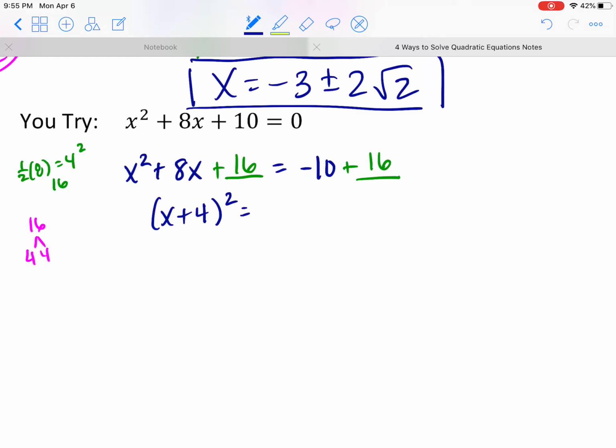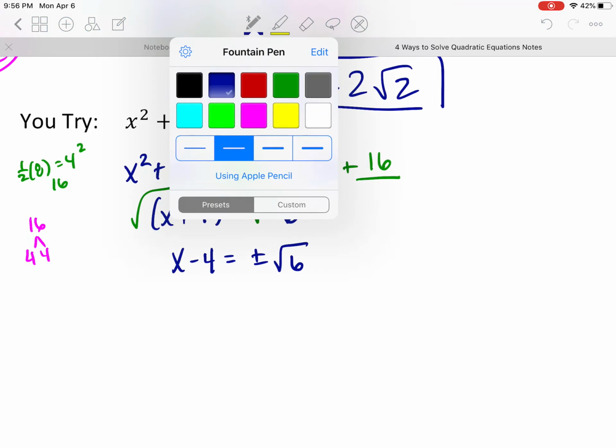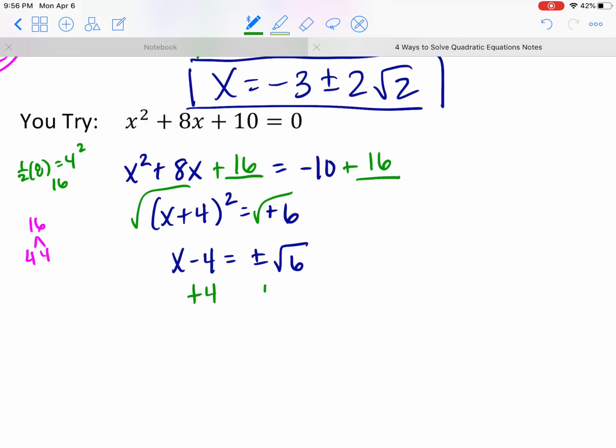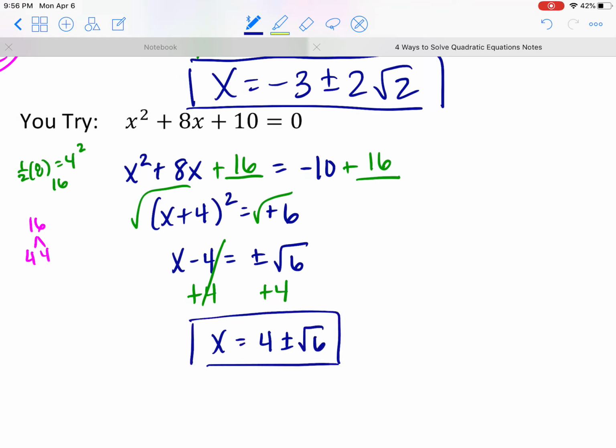And factors of 16 that make 8 are going to be 4 and 4. So this is going to factor into an x plus 4 and an x plus 4. On the other side, 16 and negative 10 makes a negative 6, positive 6, just kidding. Now I can square root both sides. So now I have x plus 4 equal to plus or minus radical 6. Radical 6 doesn't simplify. Good, one less thing to worry about.